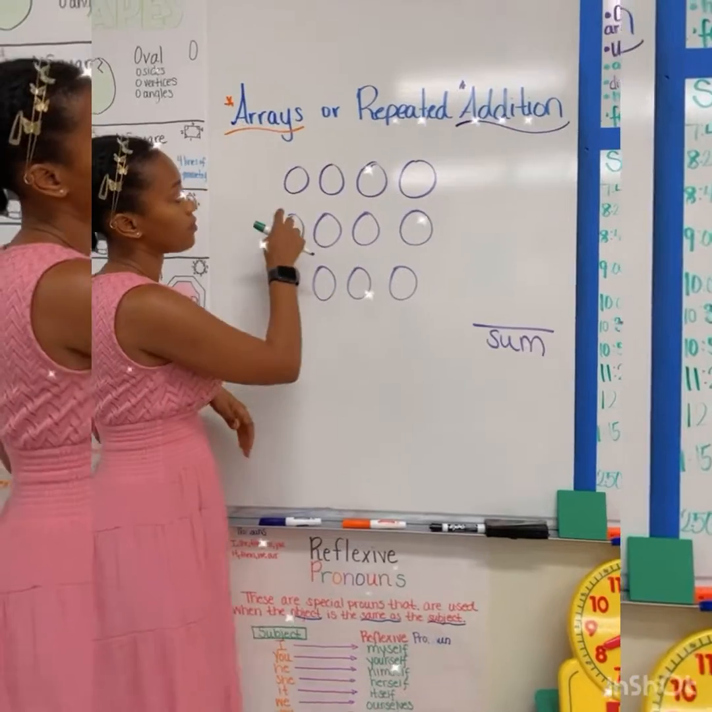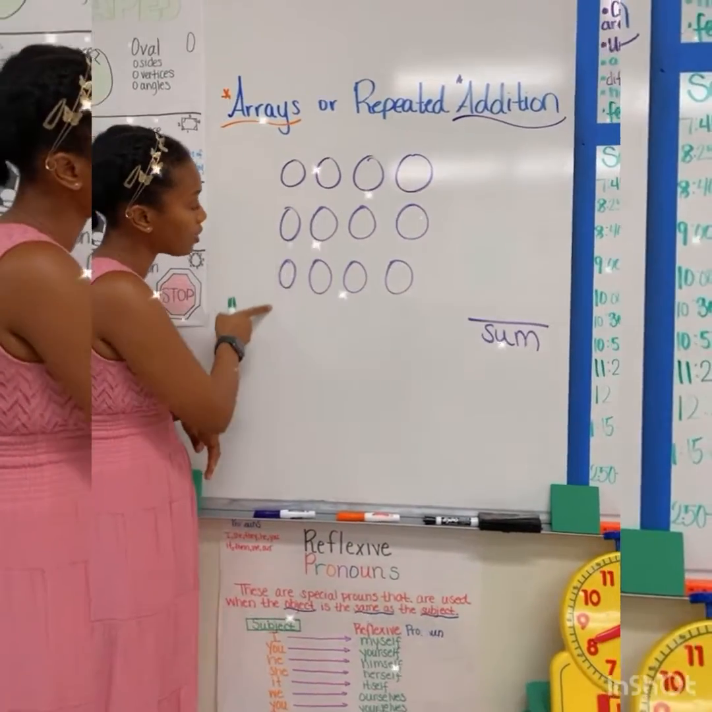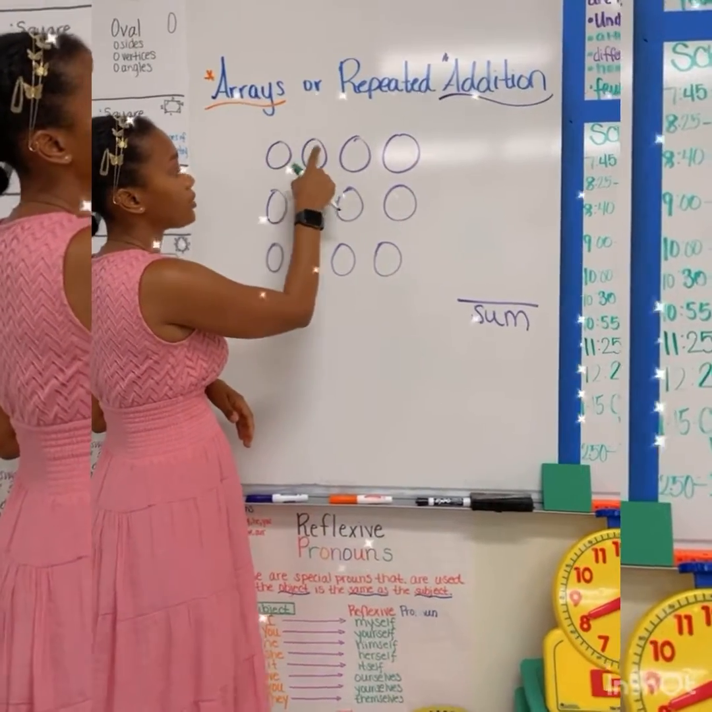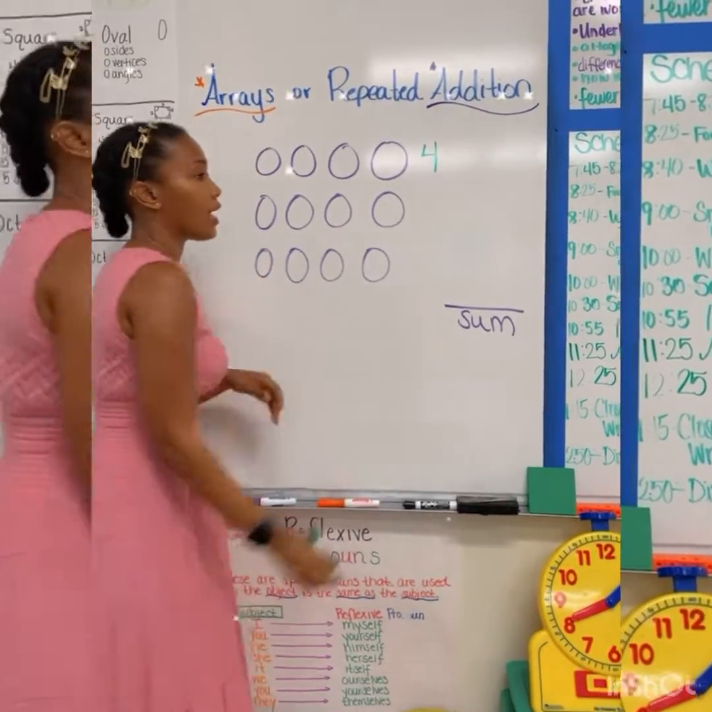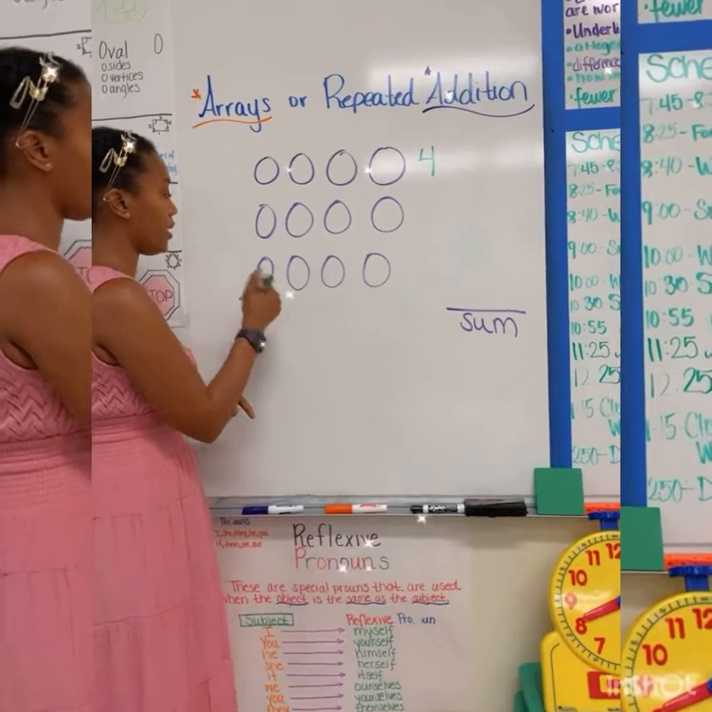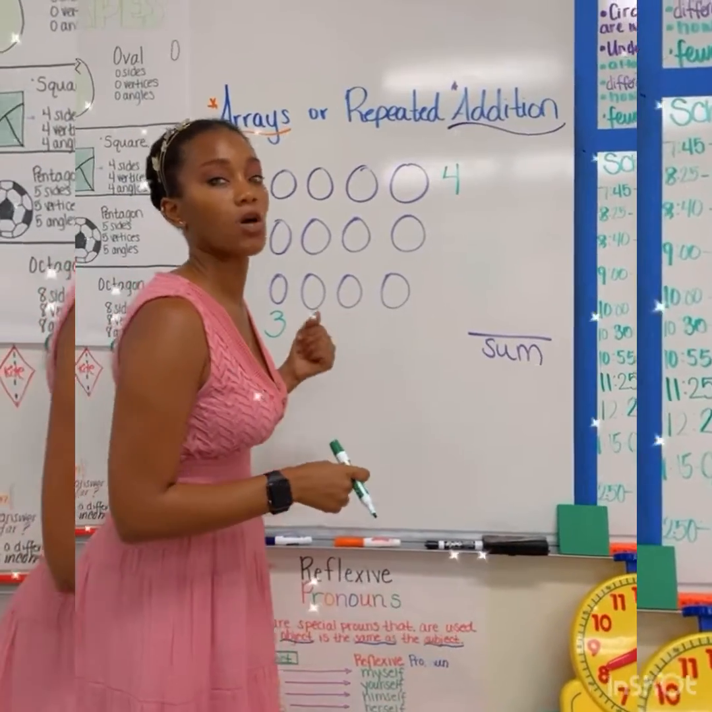I have my row going across. I have my column going down. In my first row, I have 1, 2, 3, 4 counters. In my vertical column, I have 1, 2, 3 going down. There are two different ways I can solve this problem.